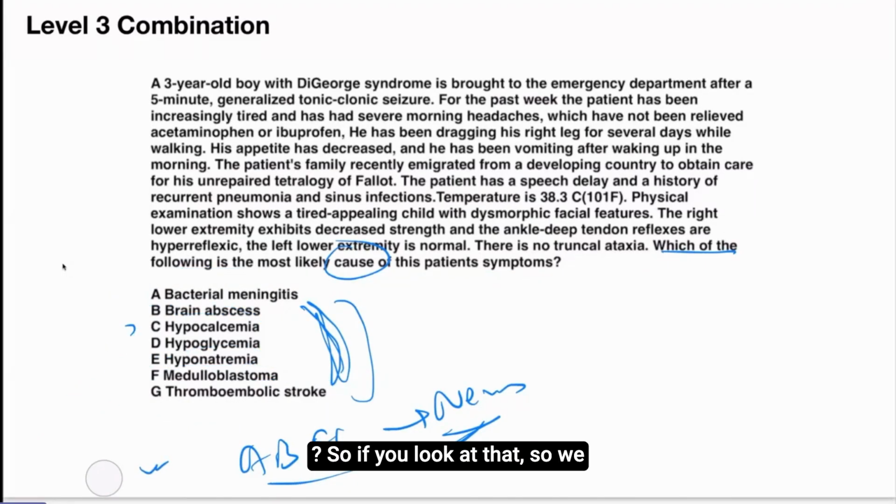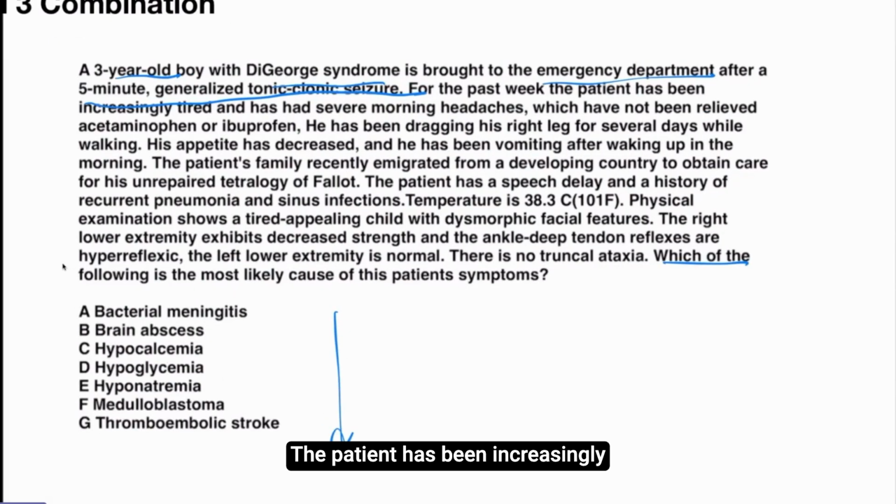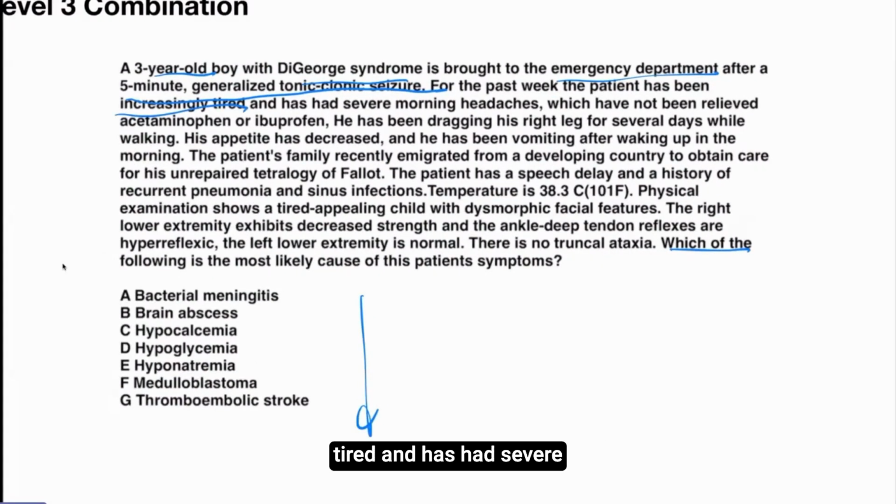So we went through the key, we went through the answer choices. Let's read the question stem together. A 3-year-old boy with DiGeorge syndrome is brought to the ED after a 5-minute generalized tonic-clonic seizure. For the past week, the patient has been increasingly tired and has had severe morning headaches, which have not been relieved with acetaminophen or ibuprofen. He has been dragging his leg for several days while walking. His appetite has decreased. He has been vomiting after waking up in the morning.